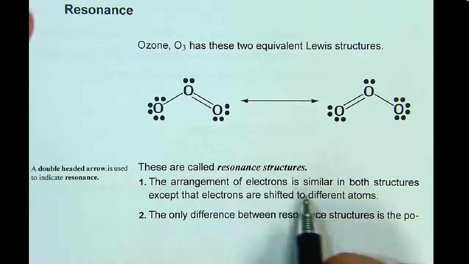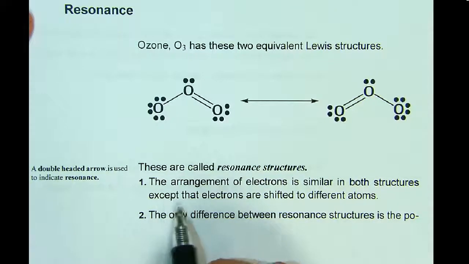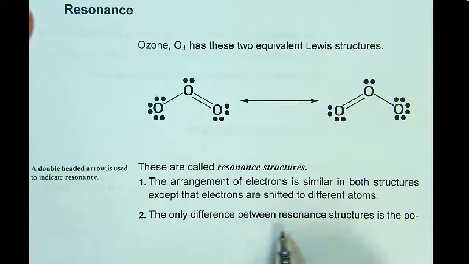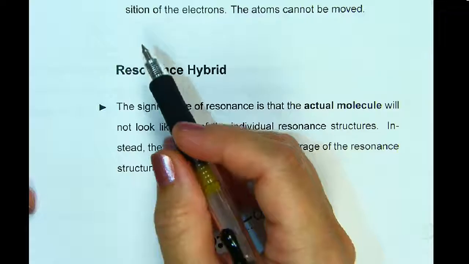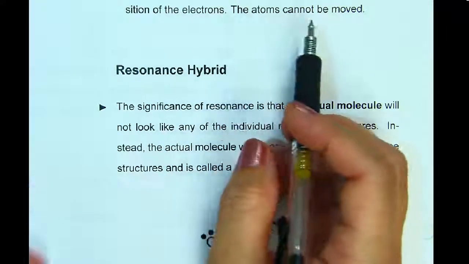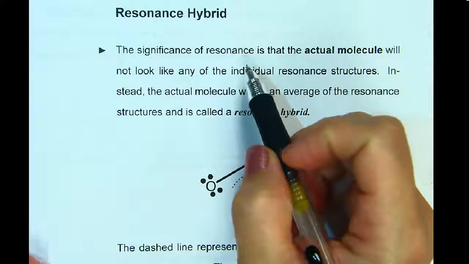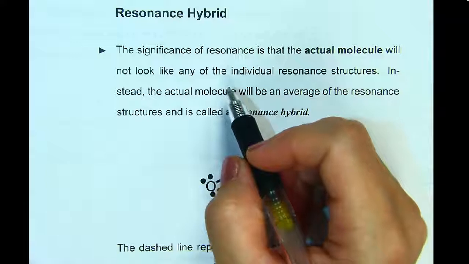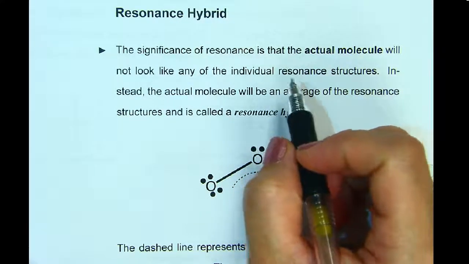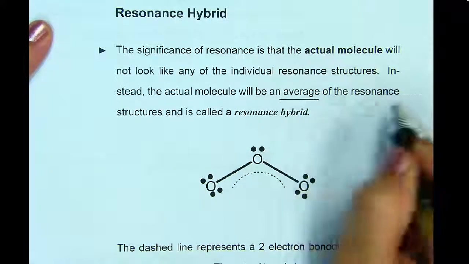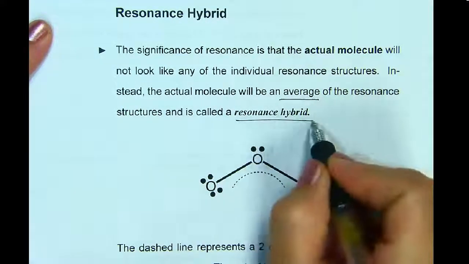The arrangement of electrons is similar in both structures except that electrons are shifted to different atoms. The only difference between resonant structures is the position of the electrons. The atoms cannot be moved. Resonance hybrid. The significance of resonance is that the actual molecule will not look like any of the individual resonant structures. Instead, the actual molecule will be an average of the resonant structures and is called a resonance hybrid.